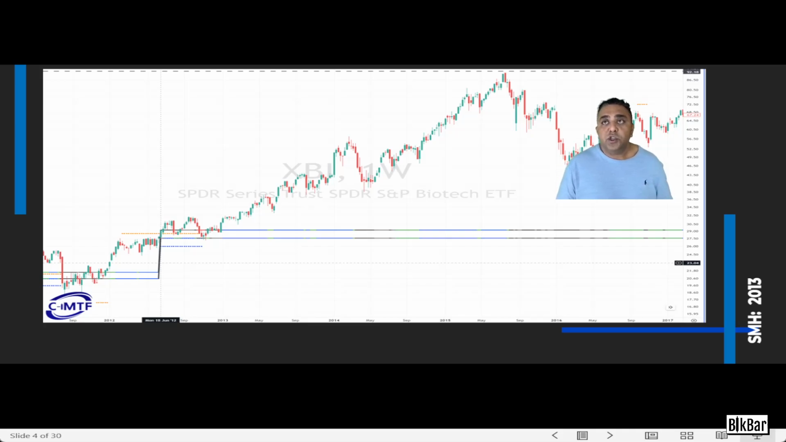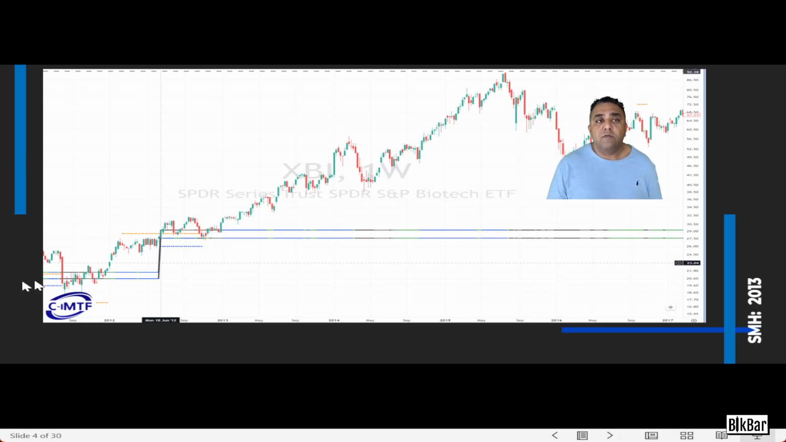So here is a chart here. And I'm going to show you various instruments and various time frames because this will work for anything that's out there. I'm going to show you these brackets. They're called CIMTF support resistance brackets. They're very simple and short.